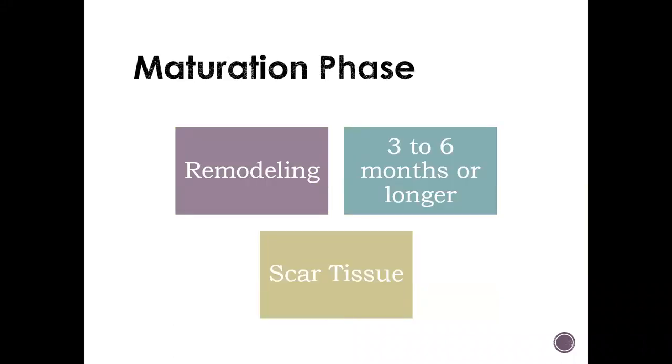Next, we have our maturation phase. This is also known as the remodeling phase and can last up to a year. During this time, your collagen continues to be deposited and remodeled. Scar tissue is formed and strengthened. Scar tissue is avascular mass of collagen that gives strength to repair the wound. However, the strength of the scar is never equal to that of unwounded tissue, and it achieves only about 80% of the previous strength.